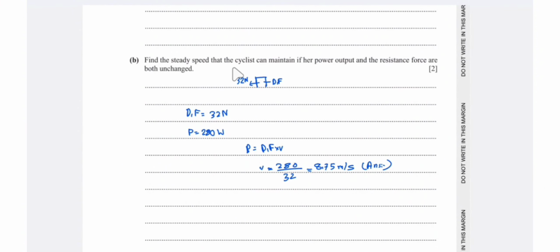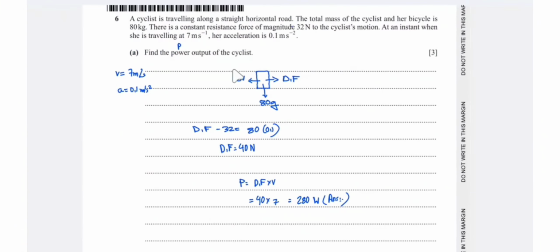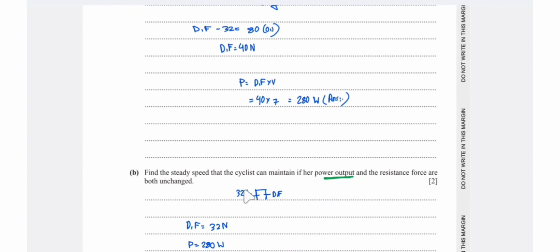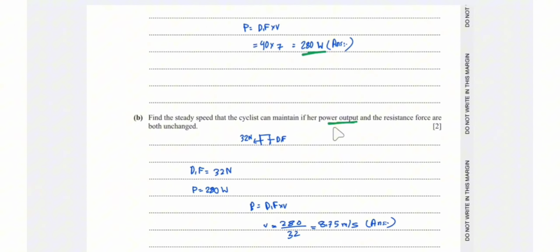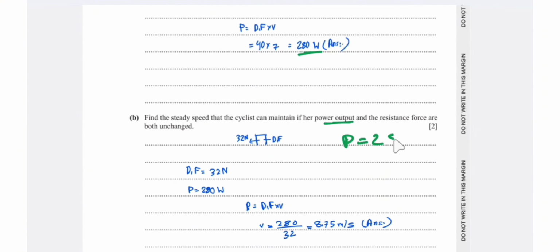Find the steady speed that the cyclist can maintain if her power output and the resistive force are both unchanged. So power and the resistive force are unchanged. That means we know the resistive force is 32 Newton, and the power is 280 watt. They are unchanged.